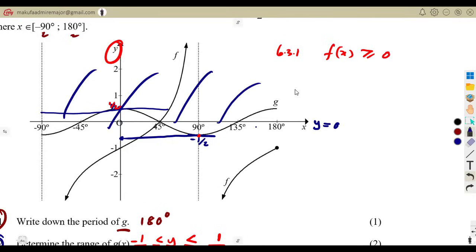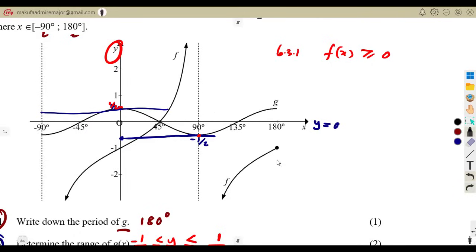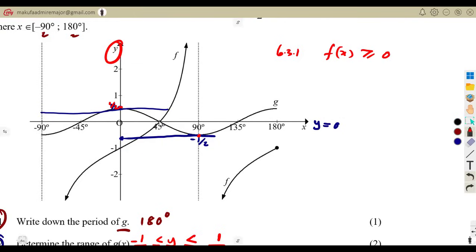We need where this graph is above the x-axis, above this line of y equal to 0. Where is it that we have our f on top of the x-axis? That is what we need. Remember, this is our f. We can see that it is above the x-axis from this 45 degrees going up. That is where f is above.